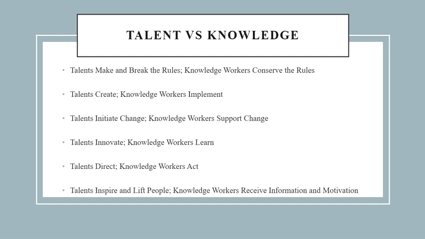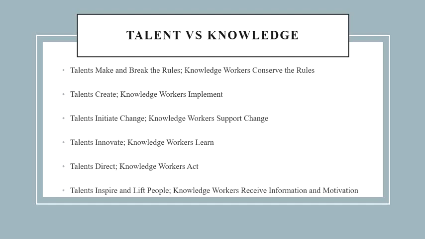Talents innovate. We've been saying it since the very beginning. That's innovation, something new, something unique. And knowledge workers learn. They're taught that the product has to be made like this. The washing machine has to be made like this. You need to follow these steps. Then talents direct. They're the ones who give orders. Coming back to the washing machine example, the ones who did the R&D and came up with the automated washing machine were the ones who directed the rest of the plant employees to follow the steps of making the washing machine.